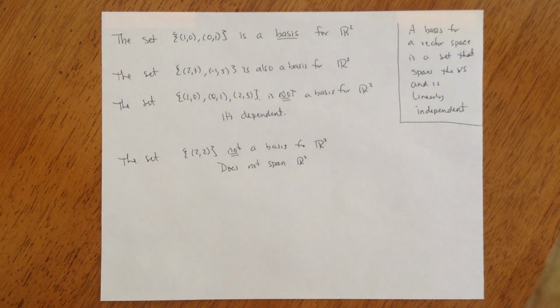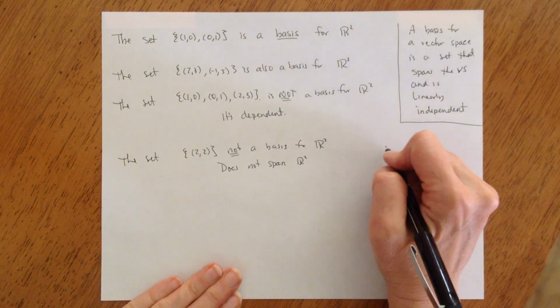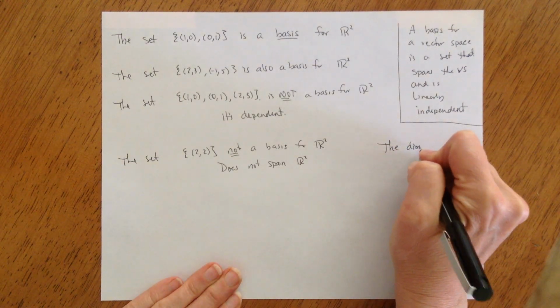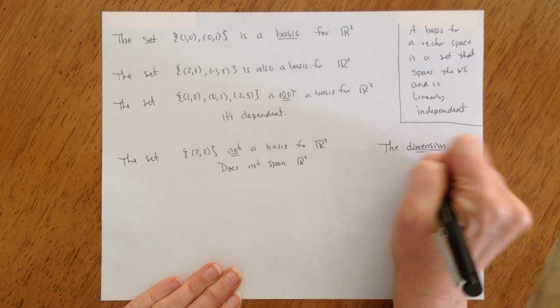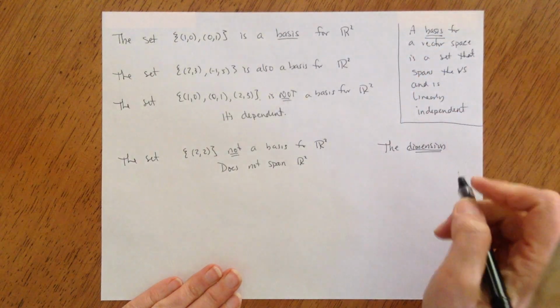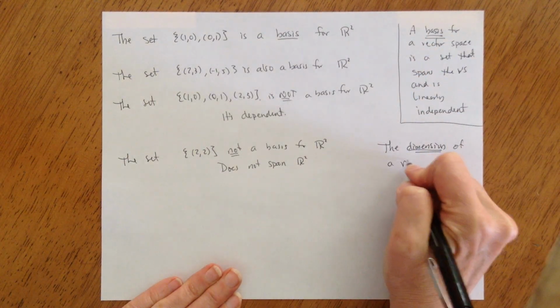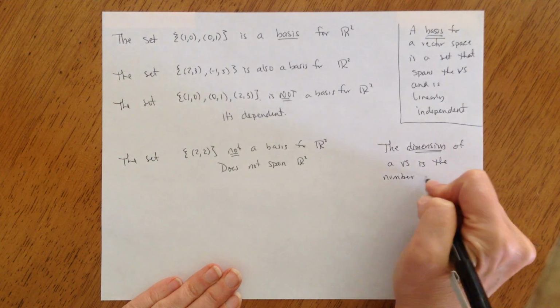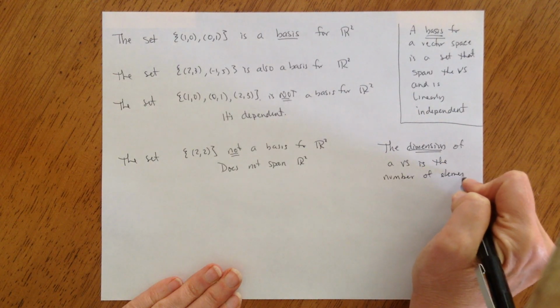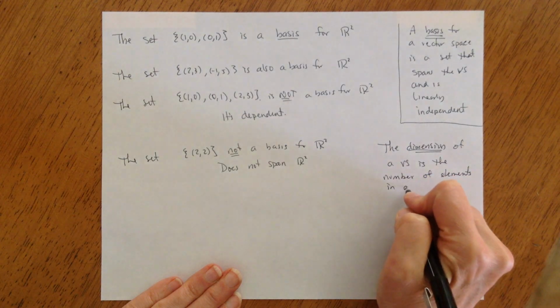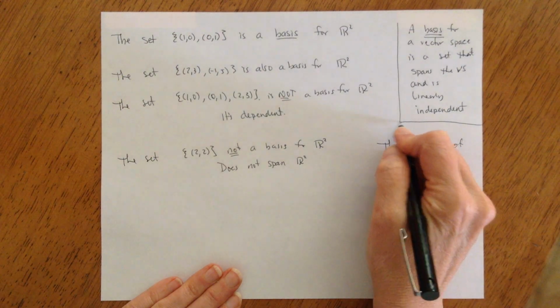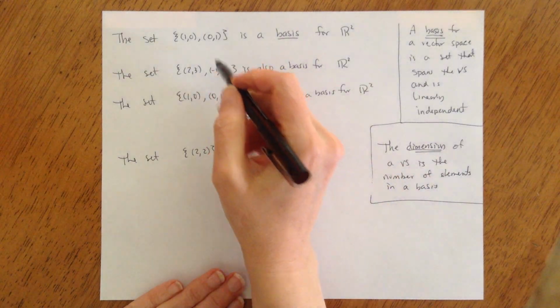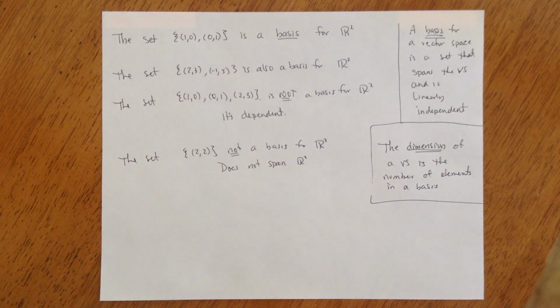So the number of vectors in a basis for a vector space is fixed, and that is called the dimension. So we're defining two things here. The basis, and the dimension of a vector space is the number of elements in a basis. And like I say, that has to be fixed. So we have two different bases here, but they both have two elements.